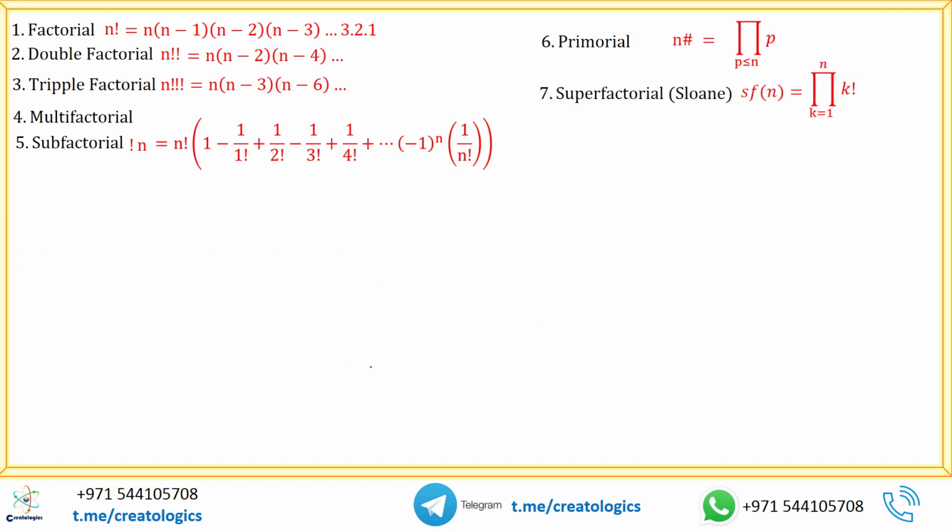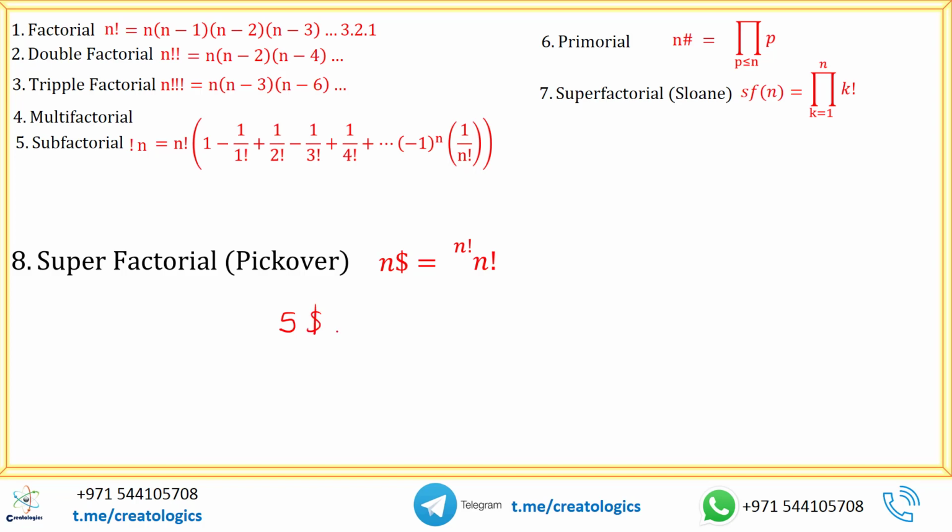Okay. Next type of factorial is superfactorial by Pickover. It is represented by $n and its value is given by this. How to calculate it? Let's take an example. For example, if you have to calculate the superfactorial for 5, its value will be 5 factorial like this, and we know that 5 factorial is 120, right?